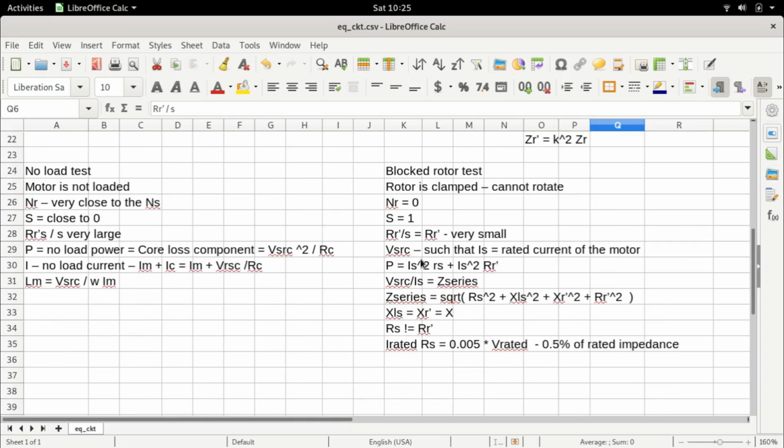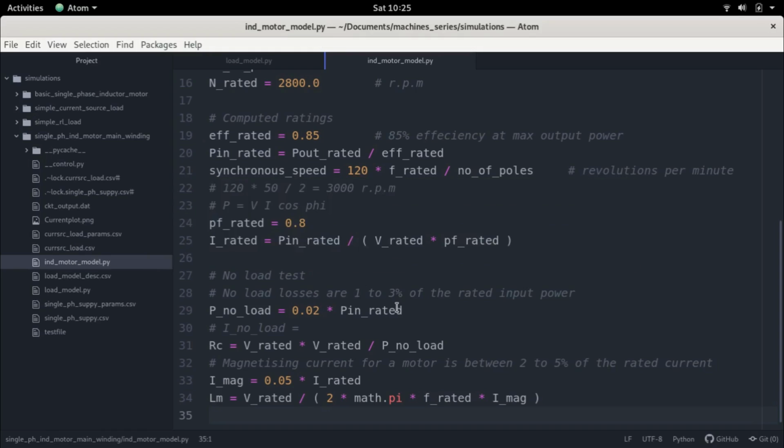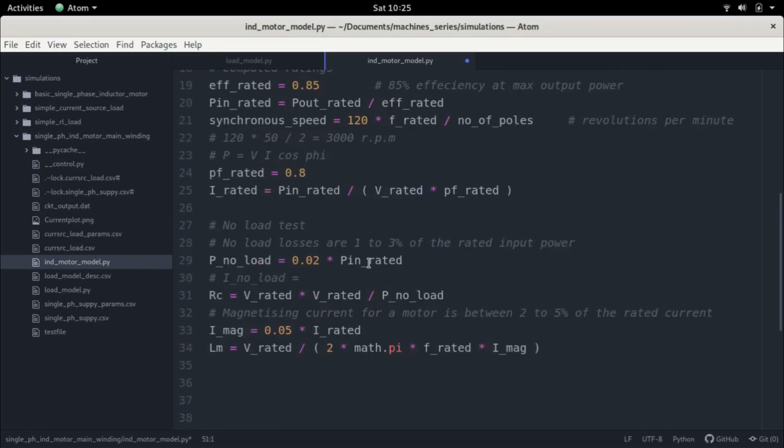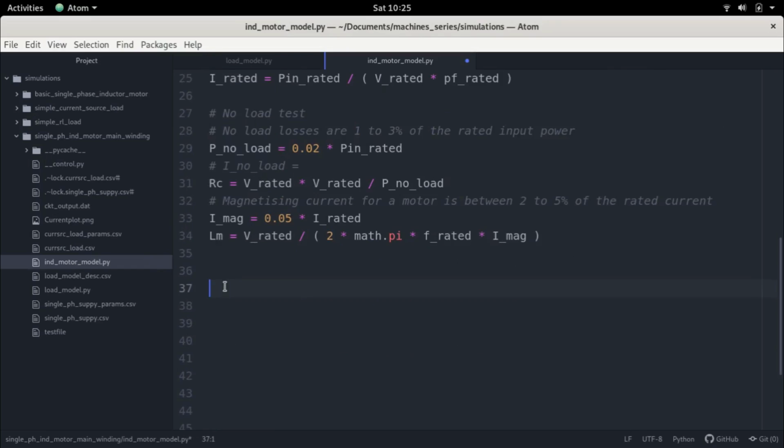So now that this basic recap has been done, let's go and start coding this. So let me go over to my editor. Let me leave some space. Let's have the no load test for comparison, and let's start writing. So, blocked rotor test.